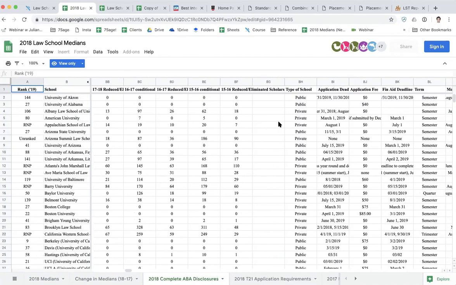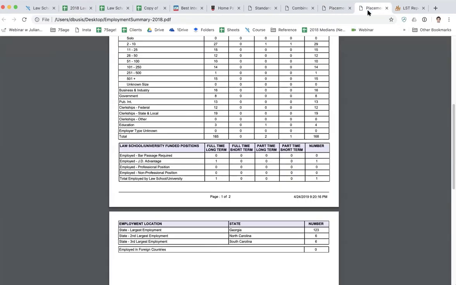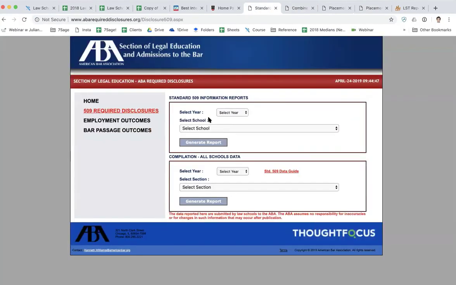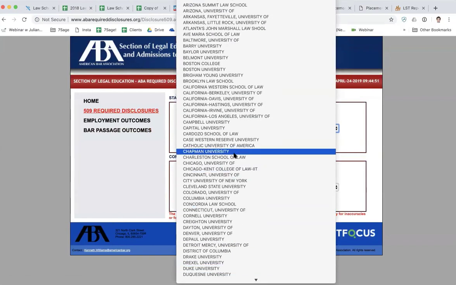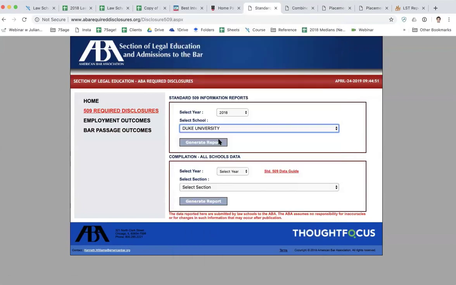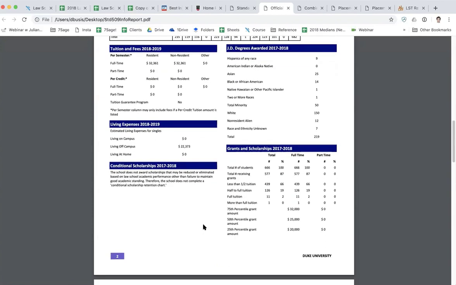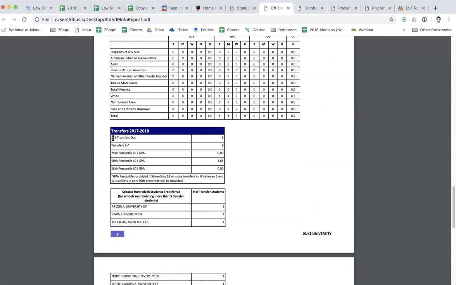On the ABA website, with the 509 information, I think it's the first link. If you're thinking, oh, I might want to try to transfer into this particular school, you can look up that particular target school. Okay. Let's look at Duke. And then I believe if you scroll all the way to the bottom. Okay, right. So how many people leave? How many people come in? And then where do they come from?